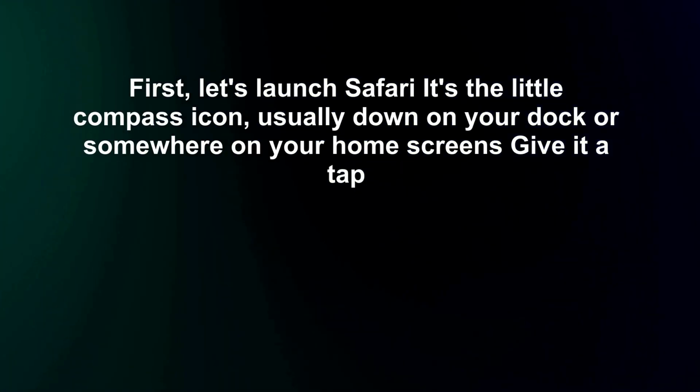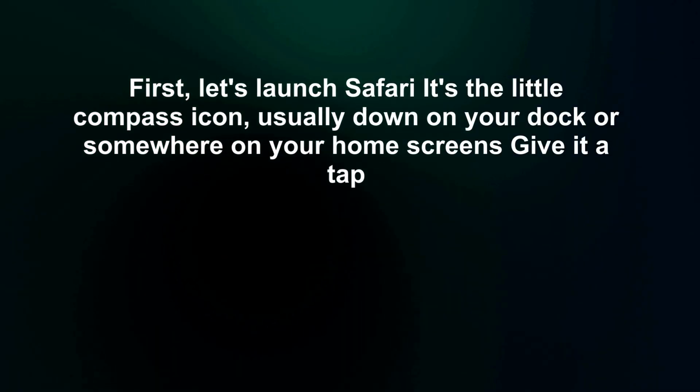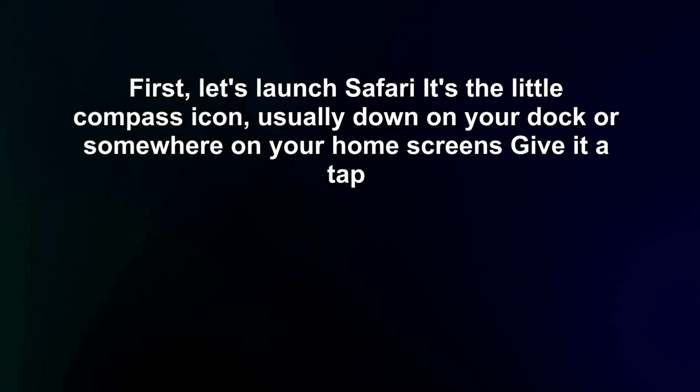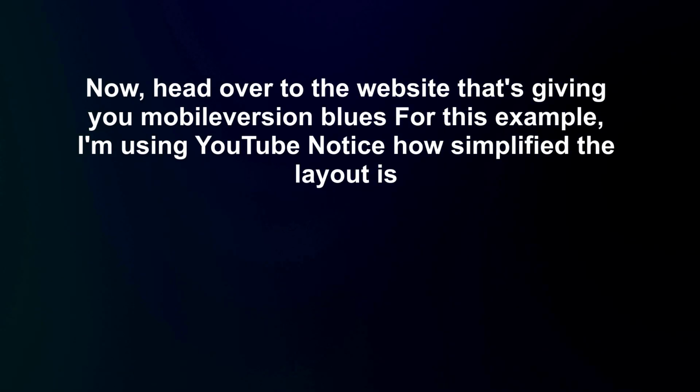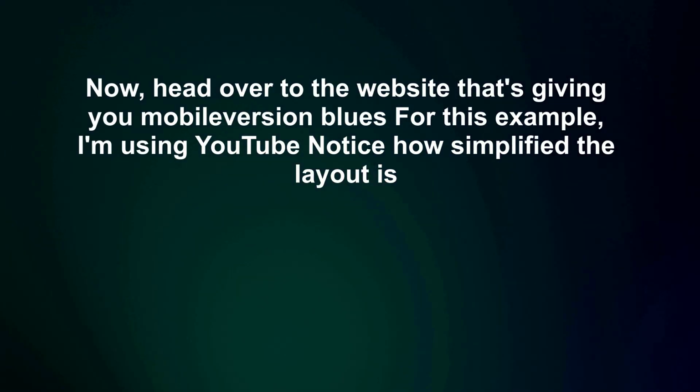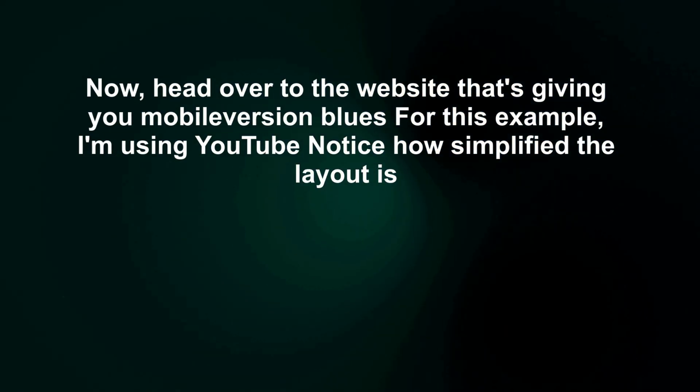First, let's launch Safari. It's the little compass icon, usually down on your dock or somewhere on your home screens. Give it a tap. Now, head over to the website that's giving you mobile version blues. For this example, I'm using YouTube. Notice how simplified the layout is.